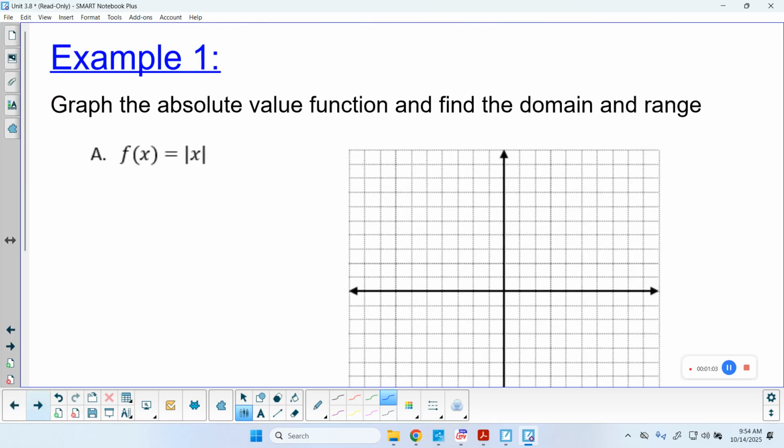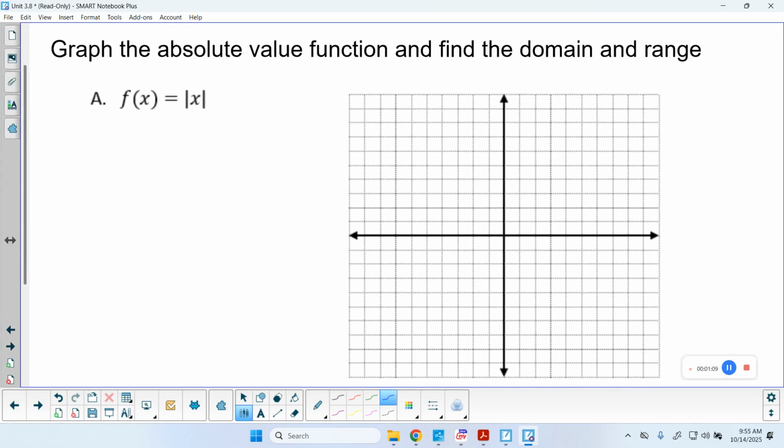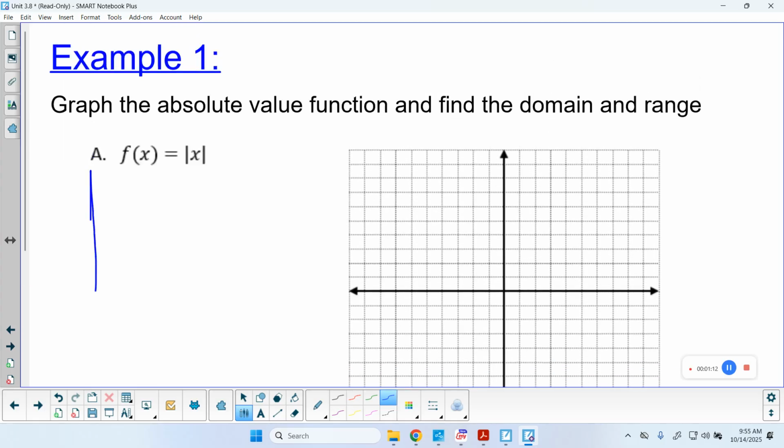So in example 1, we're going to graph the absolute value function and find the domain and range. So our function is f of x equals the absolute value of x. So over here off to the side, here is x and y. What we have to do is find the original x value. So we are going to take what is inside of the absolute value, which is x, and set it equal to 0. Now this one is already solved, so it means the x of our vertex is 0, and you put it in the middle of your table. Then we will count up to 1 and 2, and then down to -1 and -2.